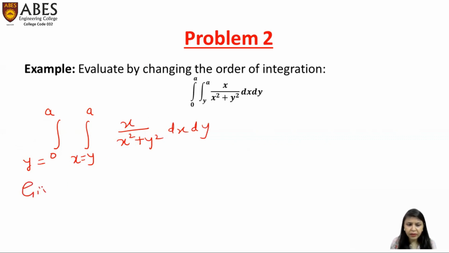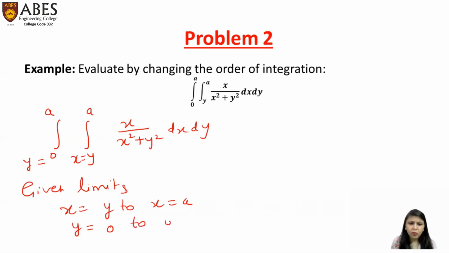the given limit is as follows: x equals y to x equals a, and the range of y is y equals 0 to y equals a. So see the limit here: the limit of x is in variable form. This is the variable limit, and the limit of y is a constant.